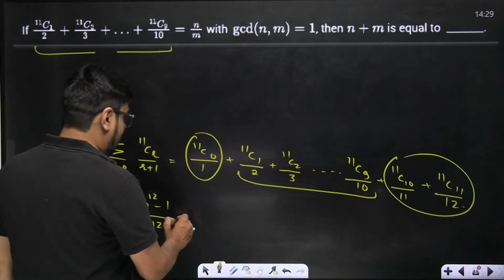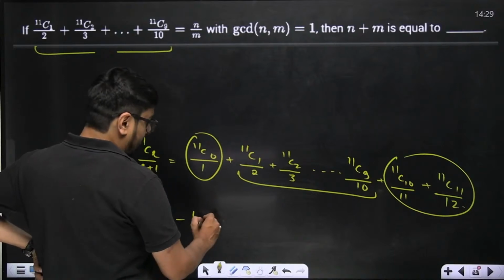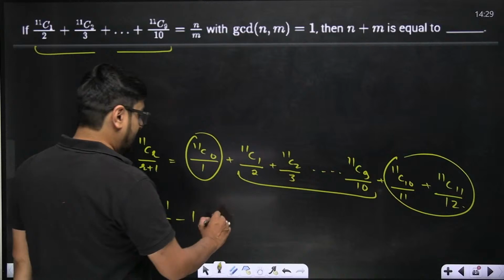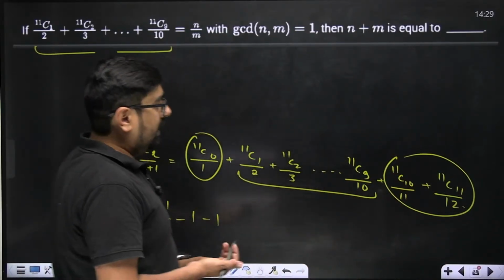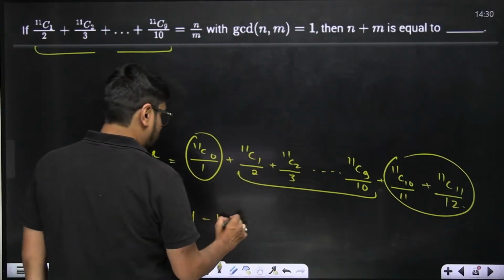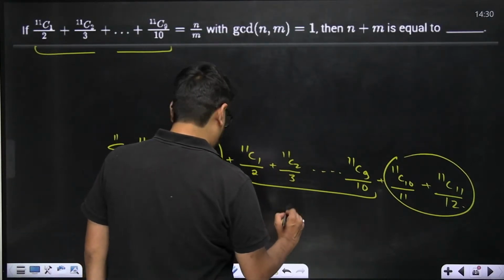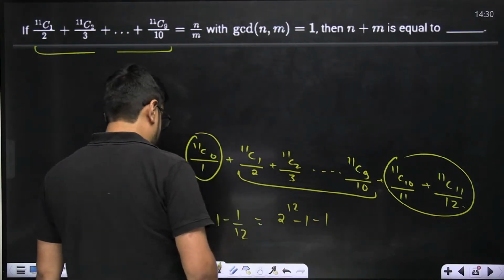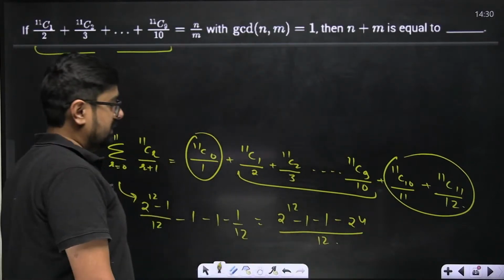From this we subtract 11C0, which is 1 divided by 1, that means we subtract 1. What else will we subtract? 11C10 will be 11C1 only, so 11 divided by 11, again 1. 11C11 will be again 1 only, so 1 divided by 12, so minus 1 by 12 also. Okay, so this is our answer. That means 2 to the power 12 minus 1 minus 1 minus 2 minus 24 divided by 12. This should be the answer.